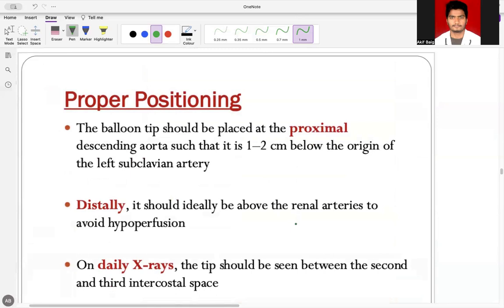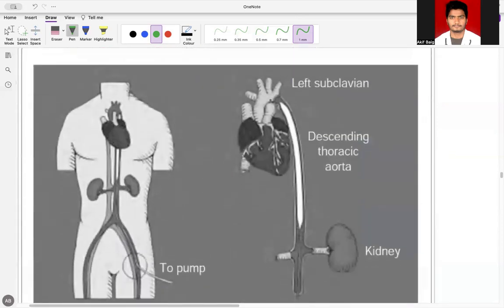An important thing to remember is that the balloon tip should be placed at the proximal descending aorta, below the origin of the left subclavian artery and above the renal arteries. Why? Because if it is coming above and covering the left subclavian artery, the supply to the left arm can be compromised and the patient can land up with gangrene or ischemia of the upper limb. Similarly, if it is covering the renal arteries, it will obstruct the renal arteries and there will be decreased renal perfusion, and the patient may land in acute kidney injury or kidney failure. So you have to look after that position.